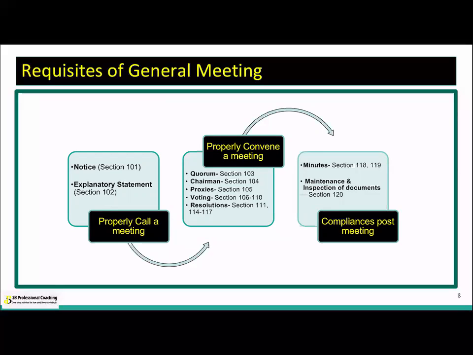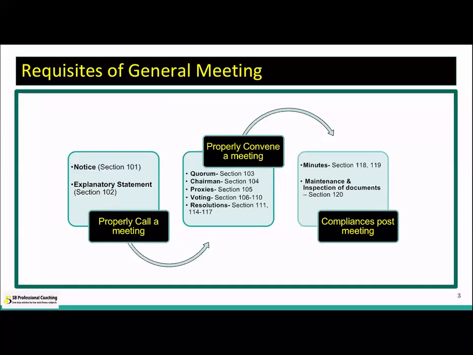You understood, three phases are there. One is properly call a meeting, this is before the meeting. During the meeting, it is properly convene the meeting, and the last, after the meeting, is compliances post meeting. Now, these topics I have only listed over here. We will do it in our subsequent lectures.